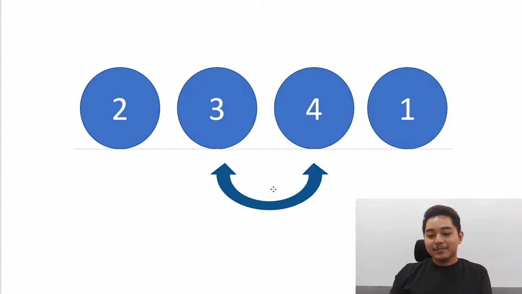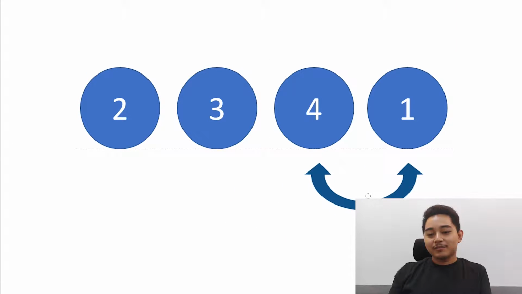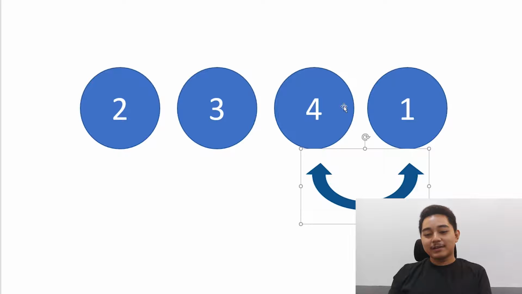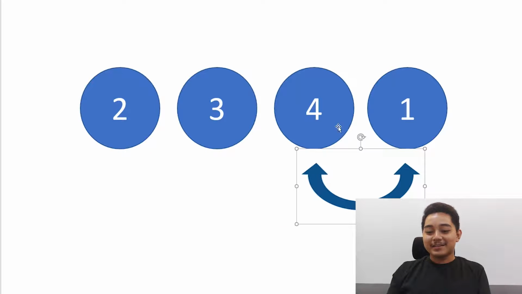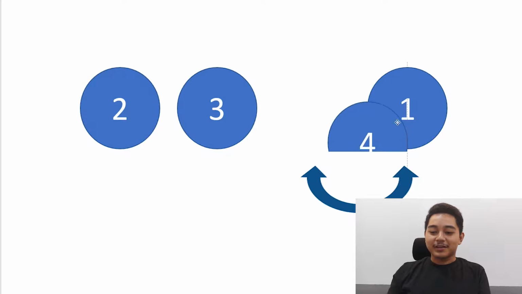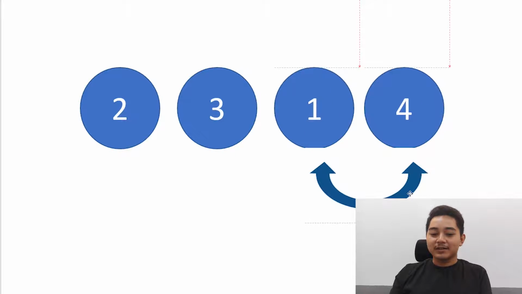Still the same. 3 is less than 4, so we're gonna skip that. And then now we have 4 and 1. As you can see, 4 is less than 1. I mean 1 is less than 4, sorry. That's the time we're gonna swap their places. And then after that we're gonna go back to the first again.